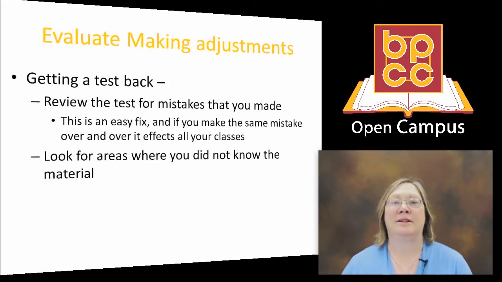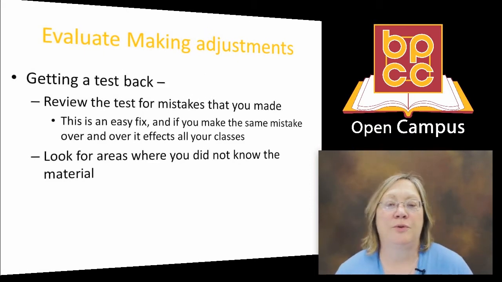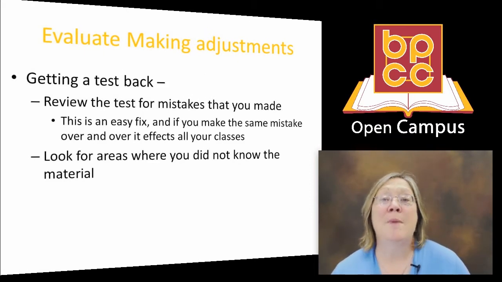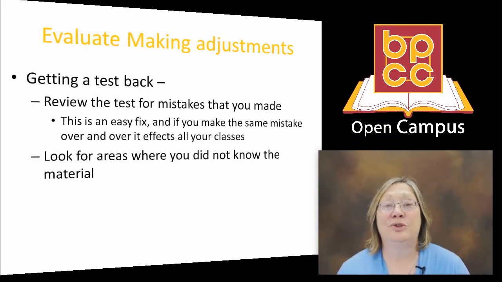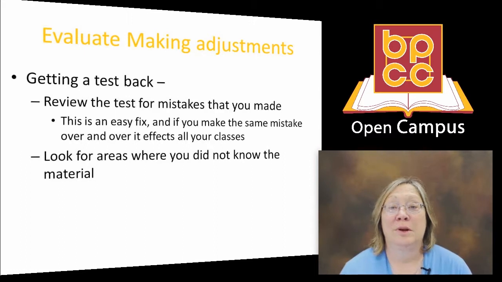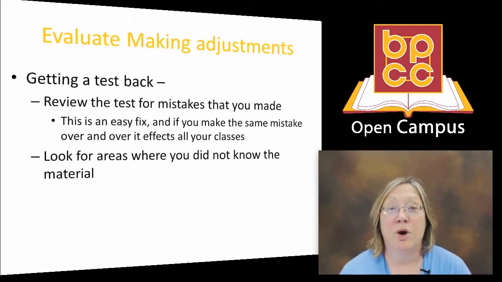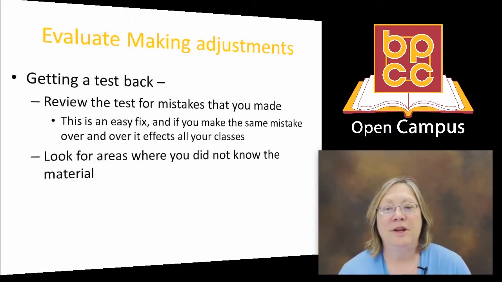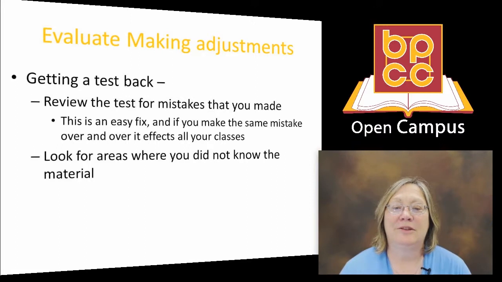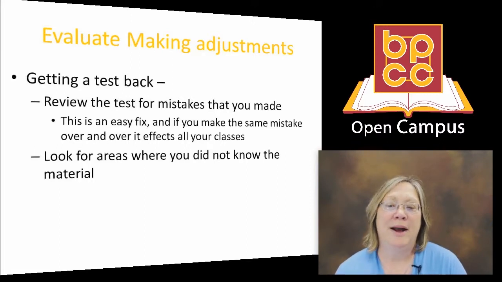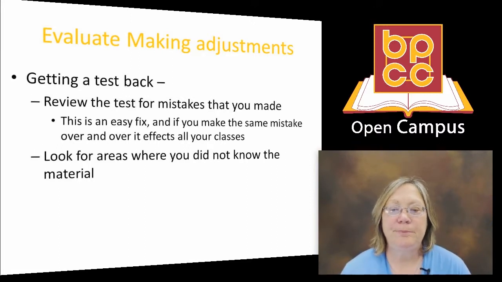Let's start with getting a test back. The first thing you should look for is mistakes that you made. These aren't errors in understanding. These are silly little mistakes like you bubbled in a B when it should have been a C, or you wrote so badly that the teacher couldn't read your handwriting. These are easy fixes. If you make the same mistake over and over, it will affect all of your classes.